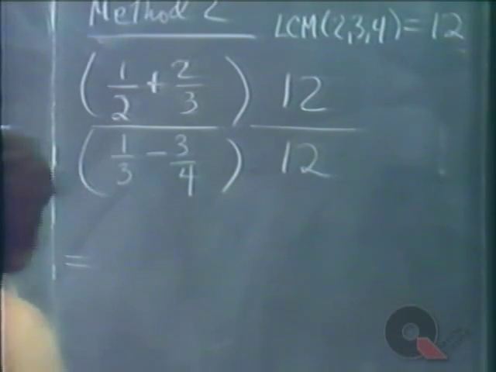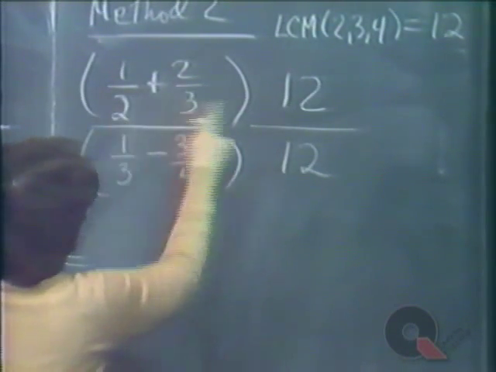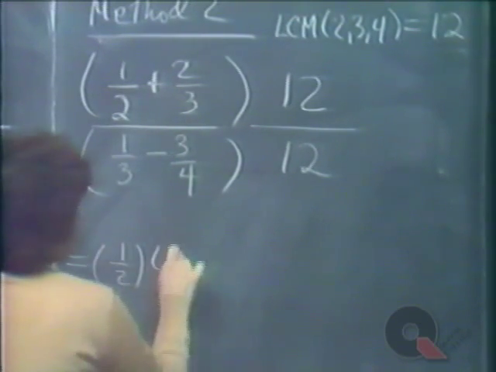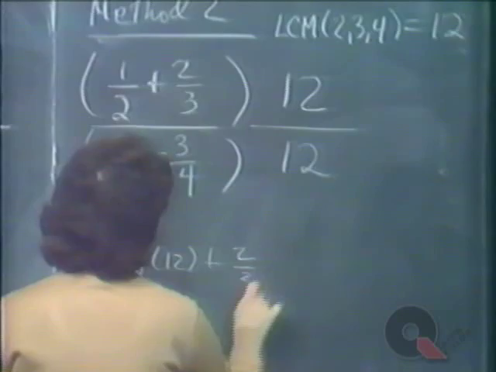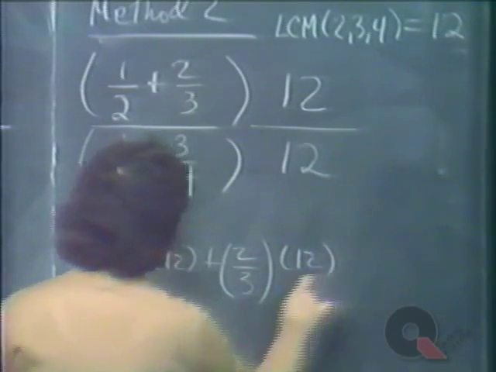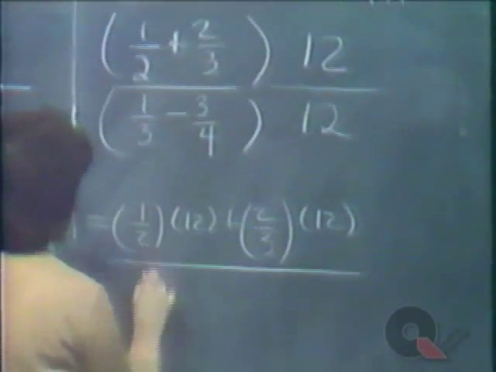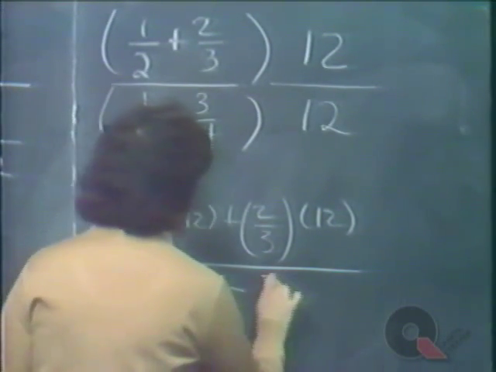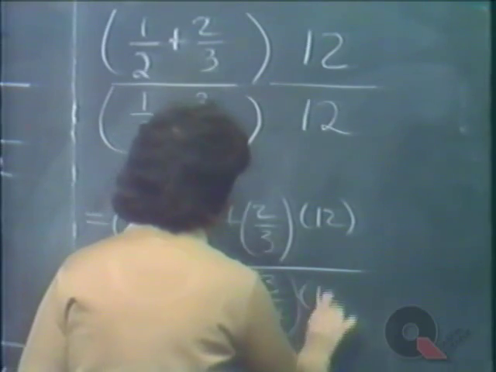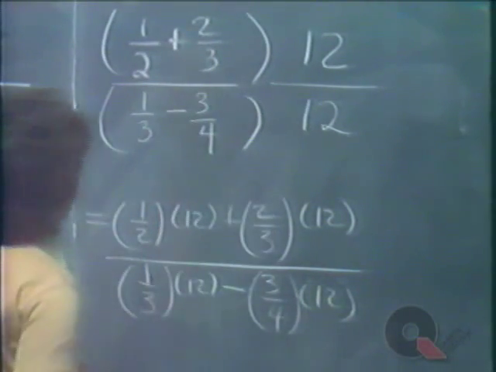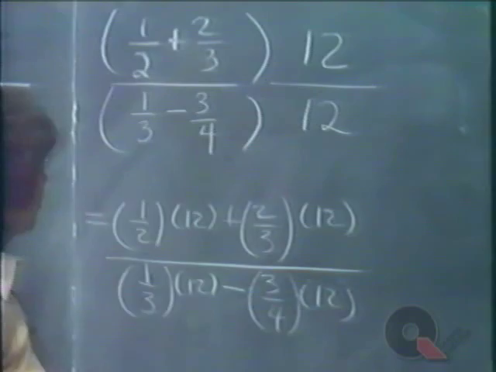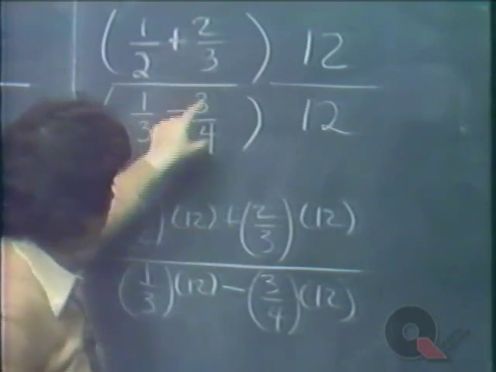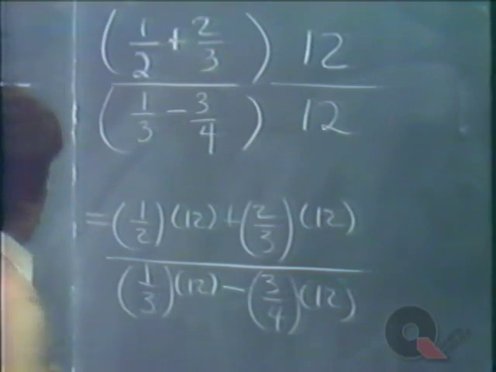Now, we're going to use the distributive law. If you multiply 12 by 1/2 plus 2/3, that means 1/2 gets multiplied by 12, and 2/3 gets multiplied by 12. And here, 1/3 gets multiplied by 12, take away 3/4, which gets multiplied by 12. In other words, each and every fraction is going to get multiplied by 12. You're going to distribute the 12, so it multiplies 1/2, 2/3, 1/3, and the minus 3/4. Now let's see what we have.